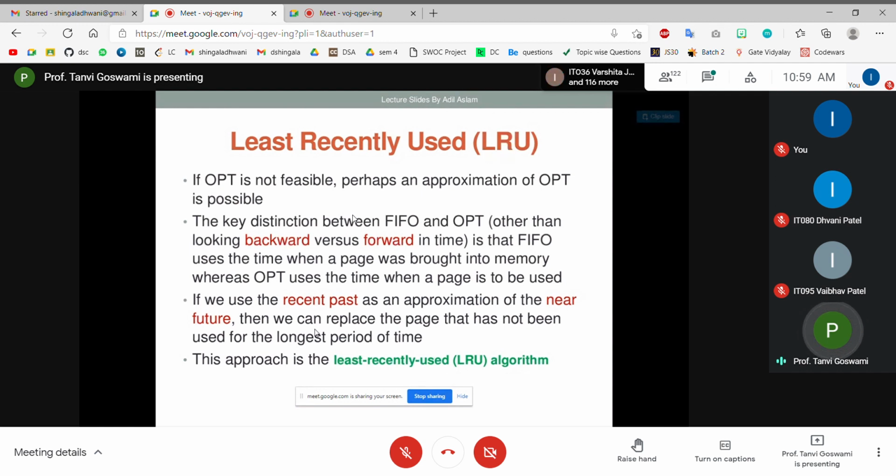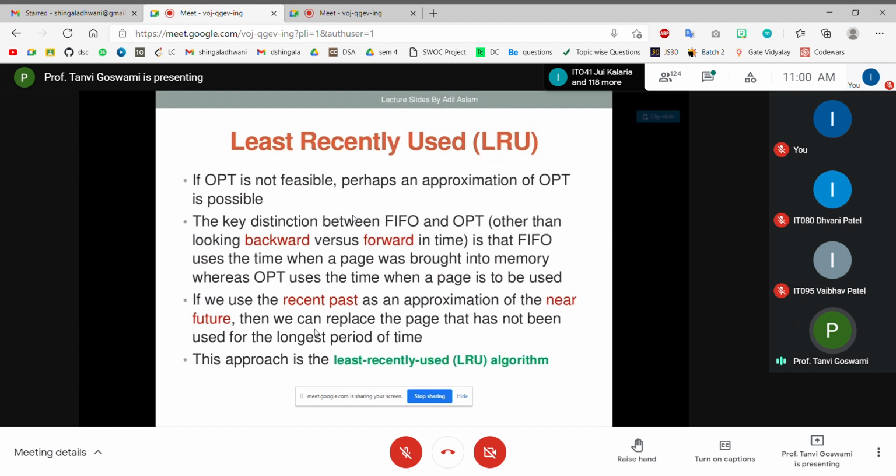So the key distinction between FIFO and optimal is that FIFO uses the time when the page was brought into the memory. With each page, a timestamp is attached. The one which is oldest will be replaced first. That is according to FIFO. Whereas optimal uses the time when the page is to be used.